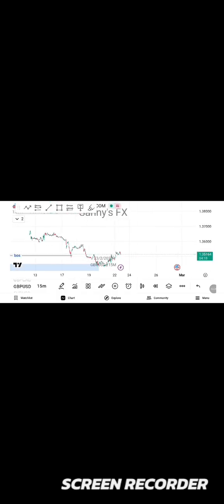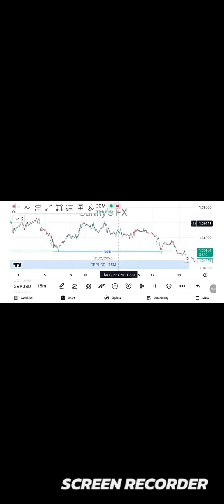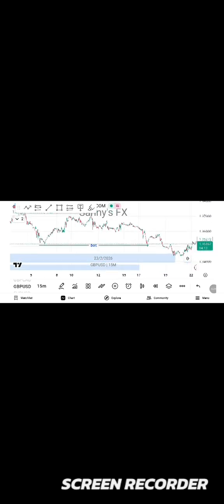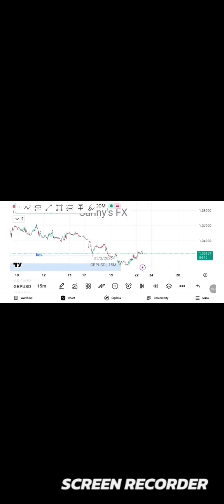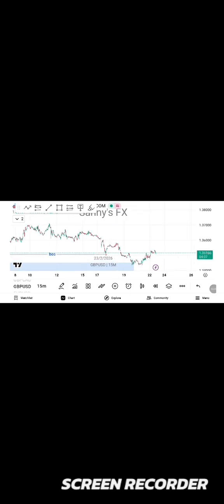The reason we are going down is because we want to see the structures clearly. Now if you notice, we have this structure that led this internal structure break to the downside. We also have internal structures, which is this internal lower high, internal lower low, internal lower high, internal lower low, lower high, lower low, higher high, right? So we have this internal structure.